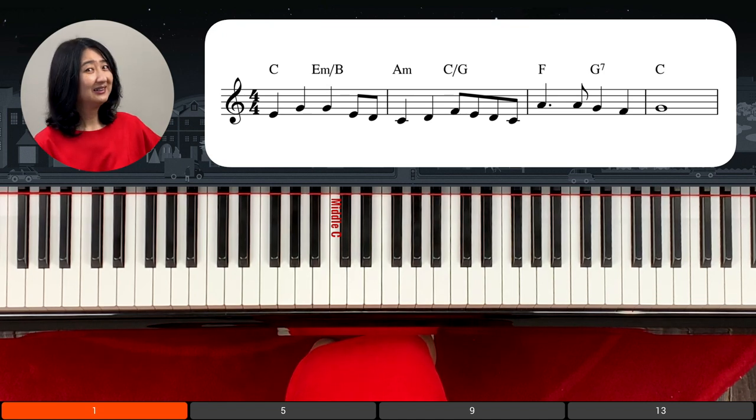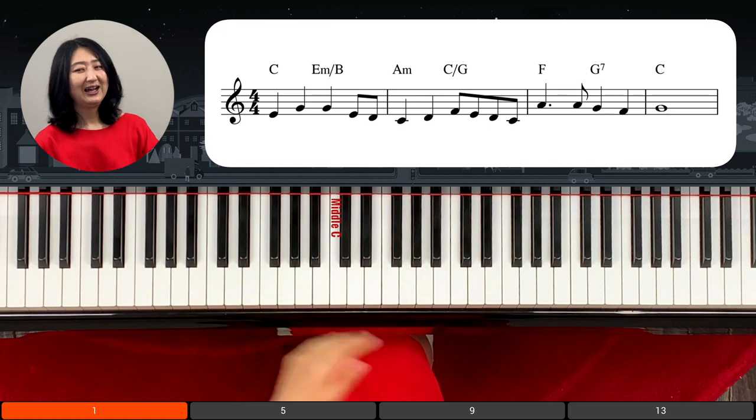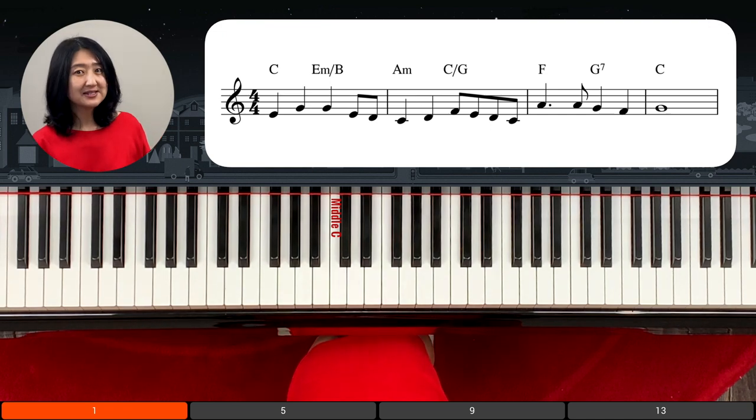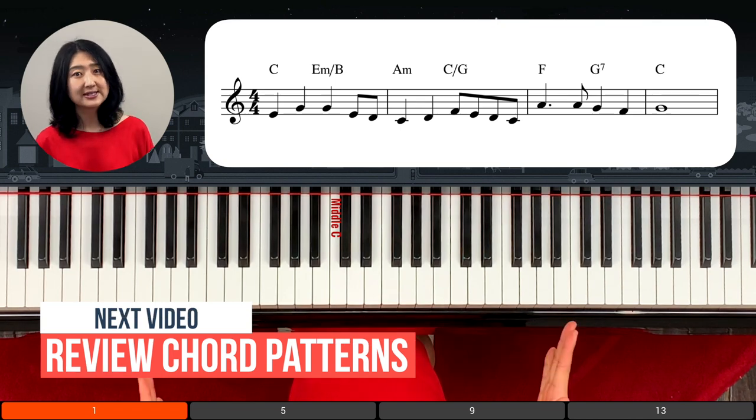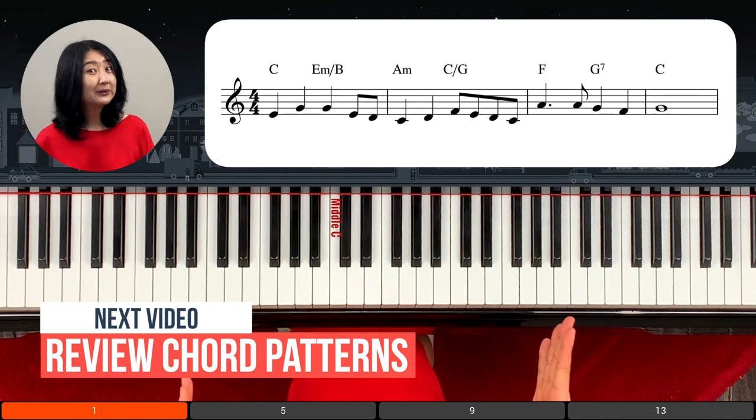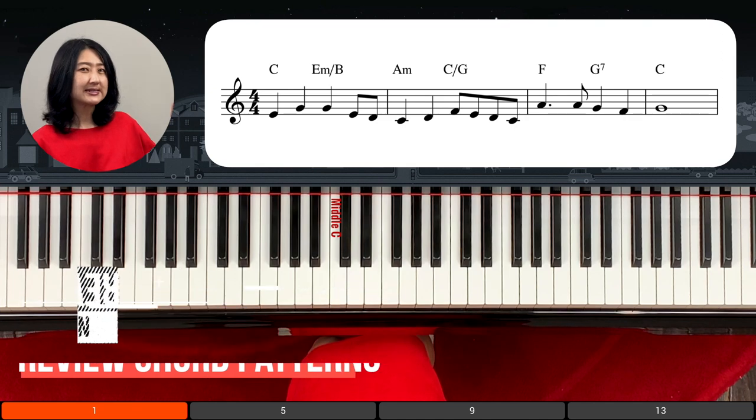Ta-da! Yes. So in the next video, we're going to review the chord patterns that we have learned in this level, and we're going to play some music by reading the symbols.